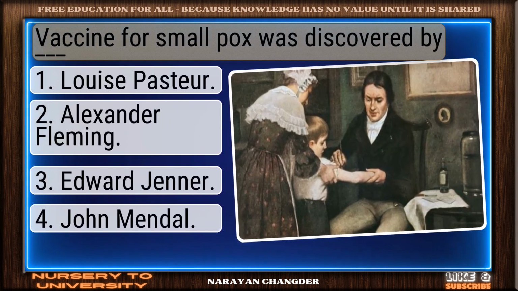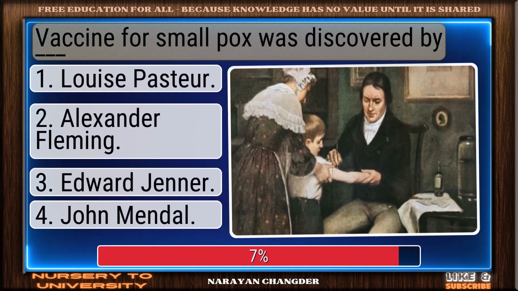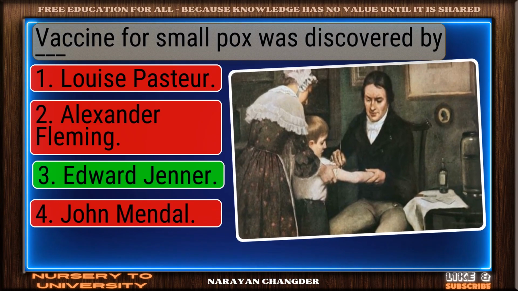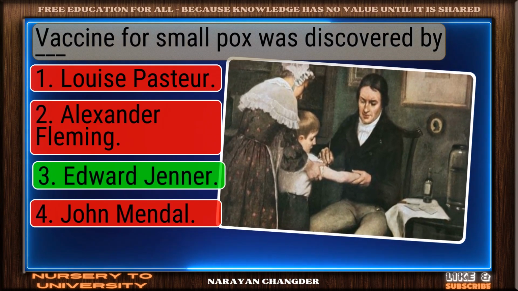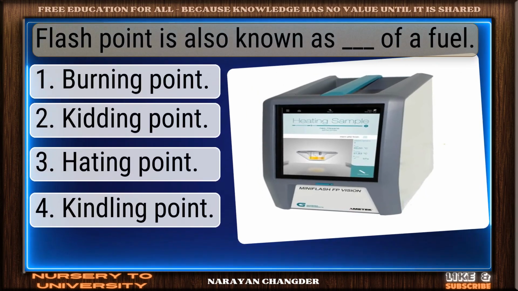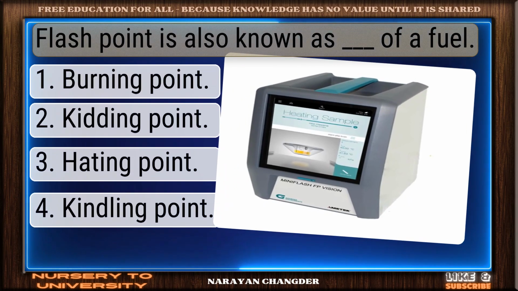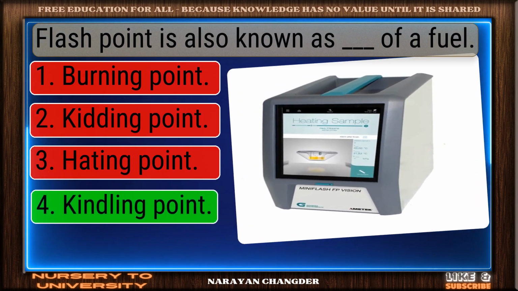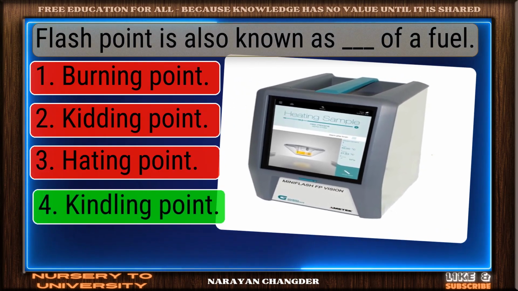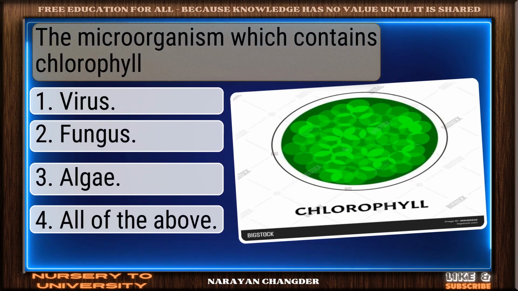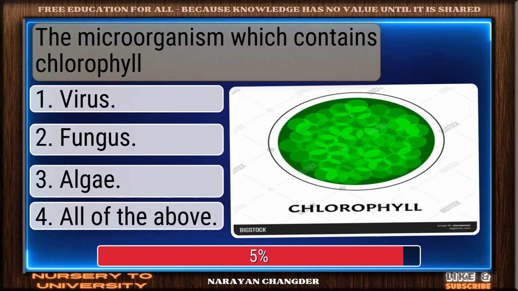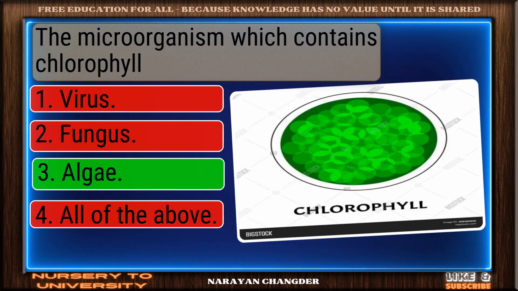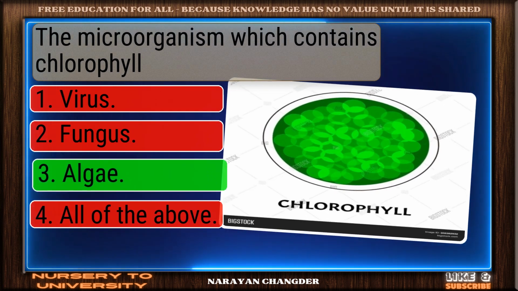Vaccine for smallpox was discovered by dash. Right choice. Edward Jenner is the best answer. Flashpoint is also known as the dash of a fuel. Correct. Kindling point is the right answer. The microorganism which contains chlorophyll. Nice selection. Algae is the correct and valid answer.